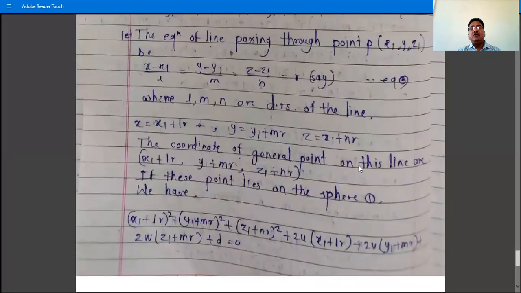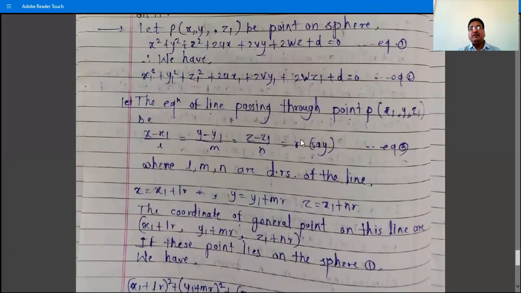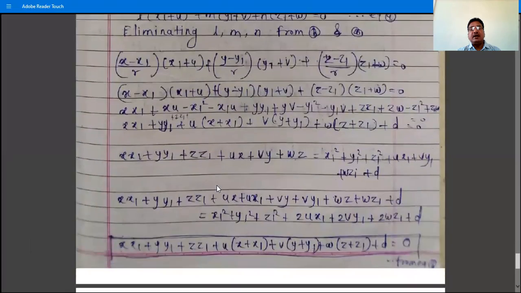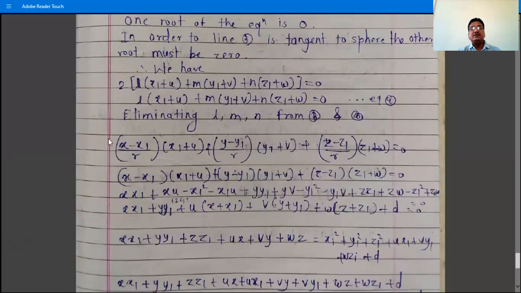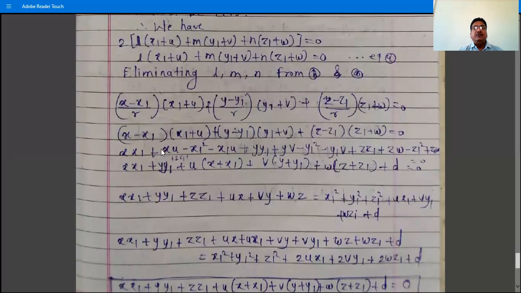That is, find the value of l from equation number 3, which is x minus x1 by l is equal to r, gives l is x minus x1 by r. Substitute l as x minus x1 by r. Similarly, the value of m is y minus y1 by r from equation number 3, and the value of n is z minus z1 by r, plus w is equal to 0. Then multiplying throughout by r, and we have this.